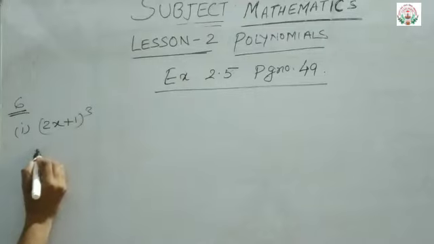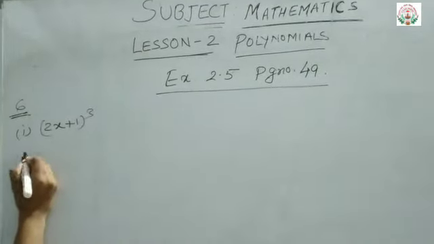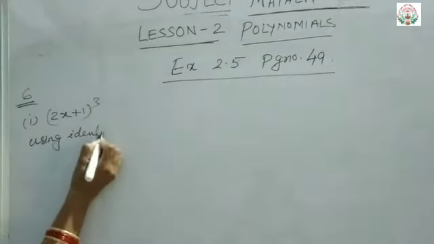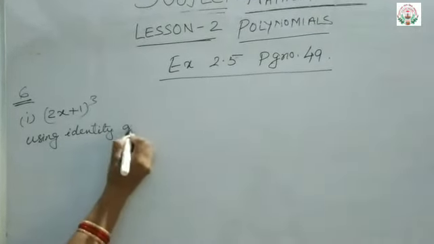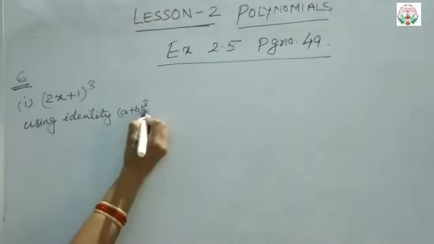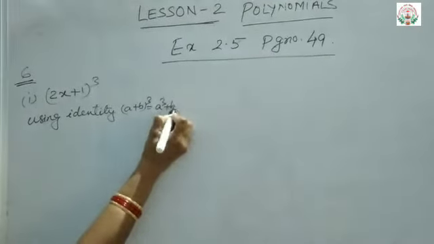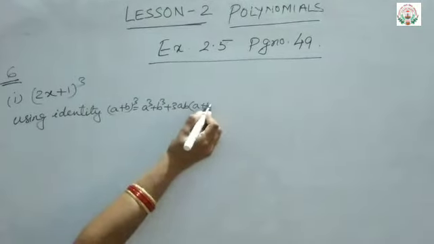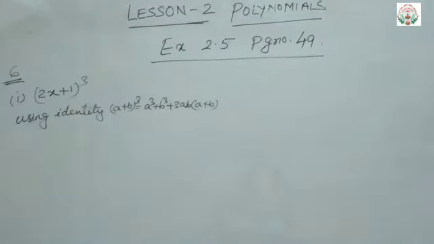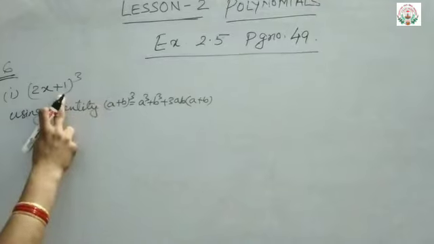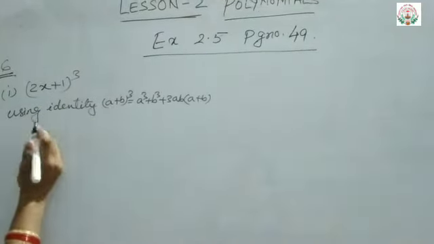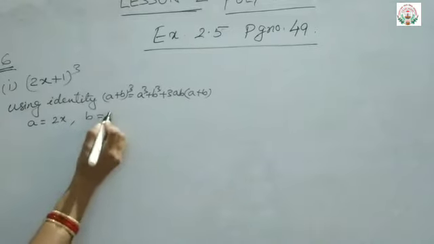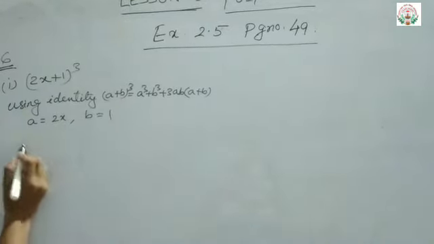Okay, so this is in the form of a plus b whole cube, using identity. Which one? a plus b whole cube equals a cube plus b cube plus 3ab into a plus b. Remember this? Now this identity we will use here. On comparing this with this, what is the value of a? 2x. And the b value is 1. Same way put it there.